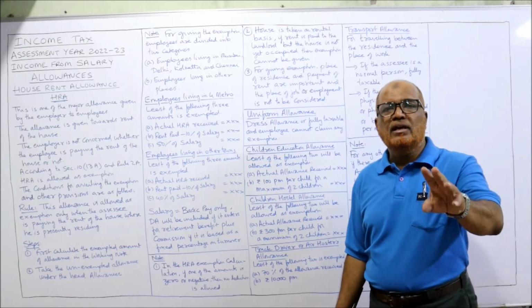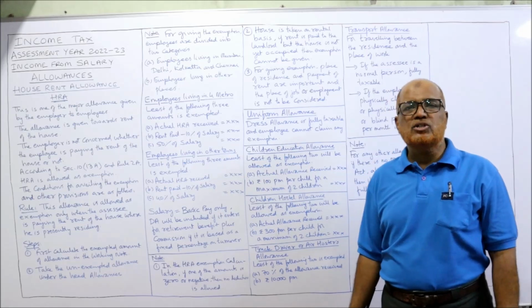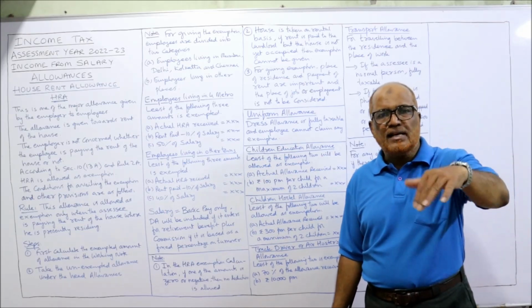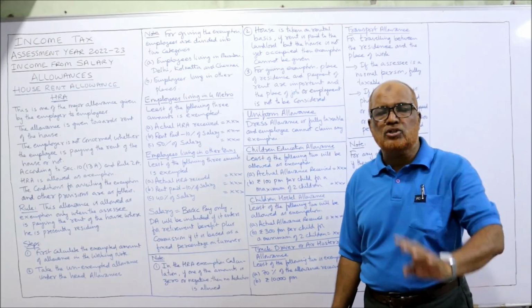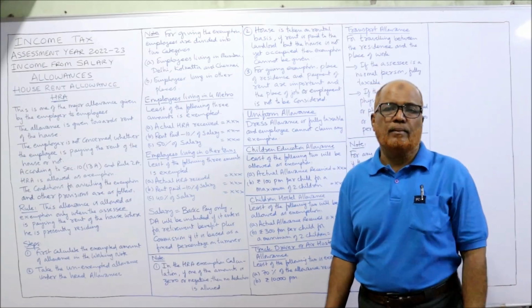Similarly, commission, if it is based on a fixed percentage on turnover. Suppose the employer says to the employee, we will give you 1% commission on your sales, whatever sales you achieve. This is called commission based on percentage of turnover.